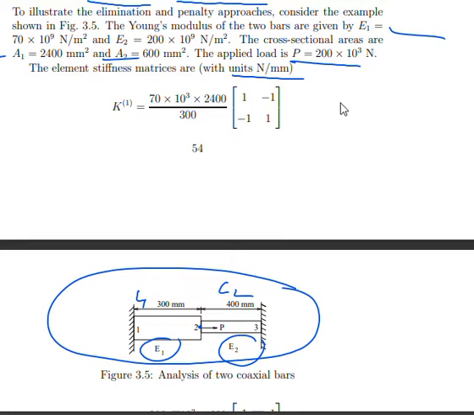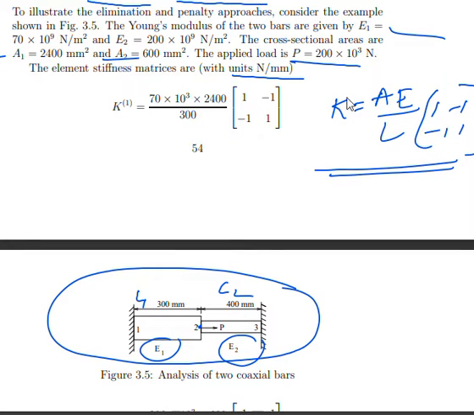As we know, for a stepped bar the value of k is equal to AE by L times the matrix 1, minus 1, minus 1, 1. This is the basic equation for a bar element. The same thing has been substituted here for element 1, so E1 by L1. You just have to substitute.